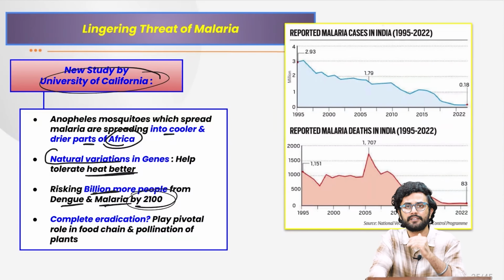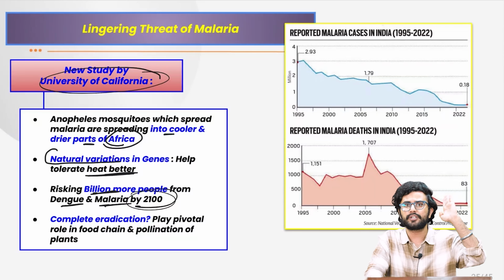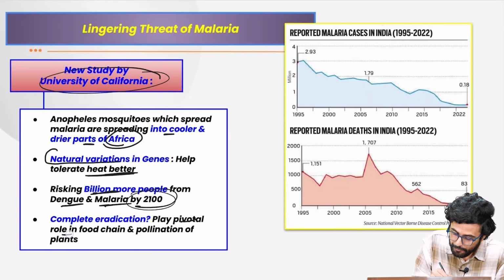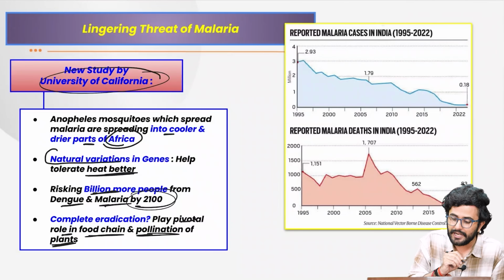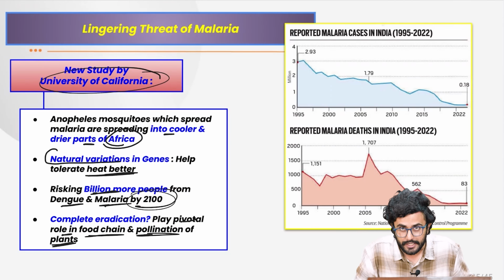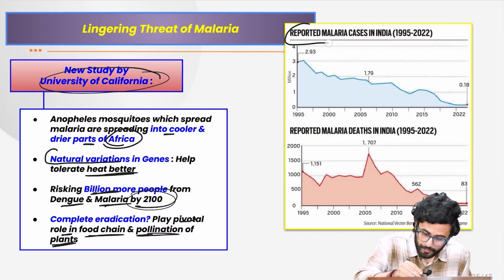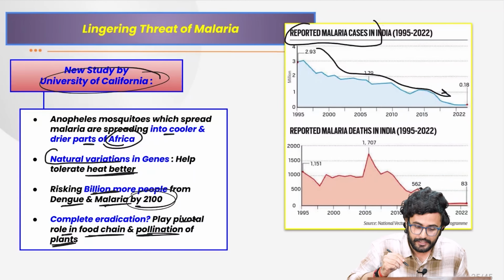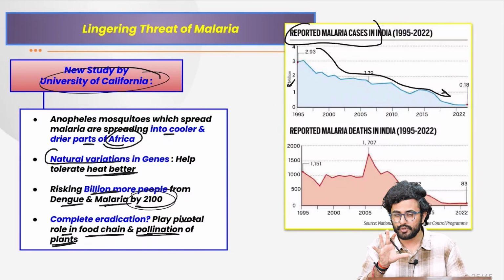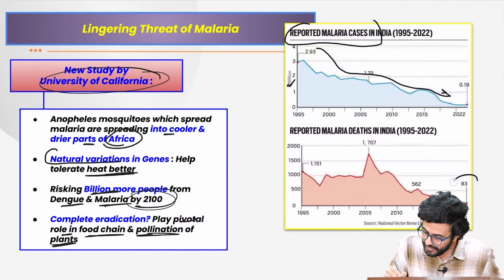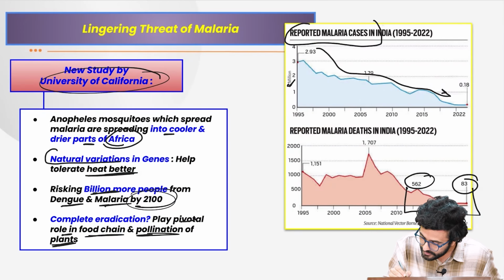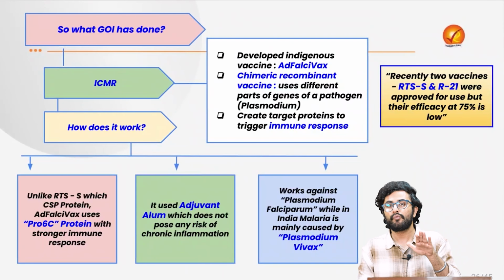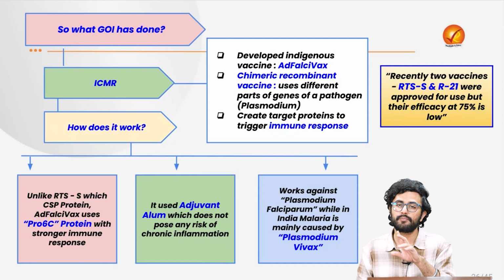Some of you might suggest, why should we not completely eradicate these mosquitoes altogether? The answer is that they actually play a pivotal role in the food chain as well as the pollination of plants. So, just look at the reported malaria cases in our country. Yes, indeed, it has significantly declined in terms of millions. However, keep this in mind that malaria is still a large contributor to the deaths which occur in our country. So what are the steps which have been taken by the government of India?